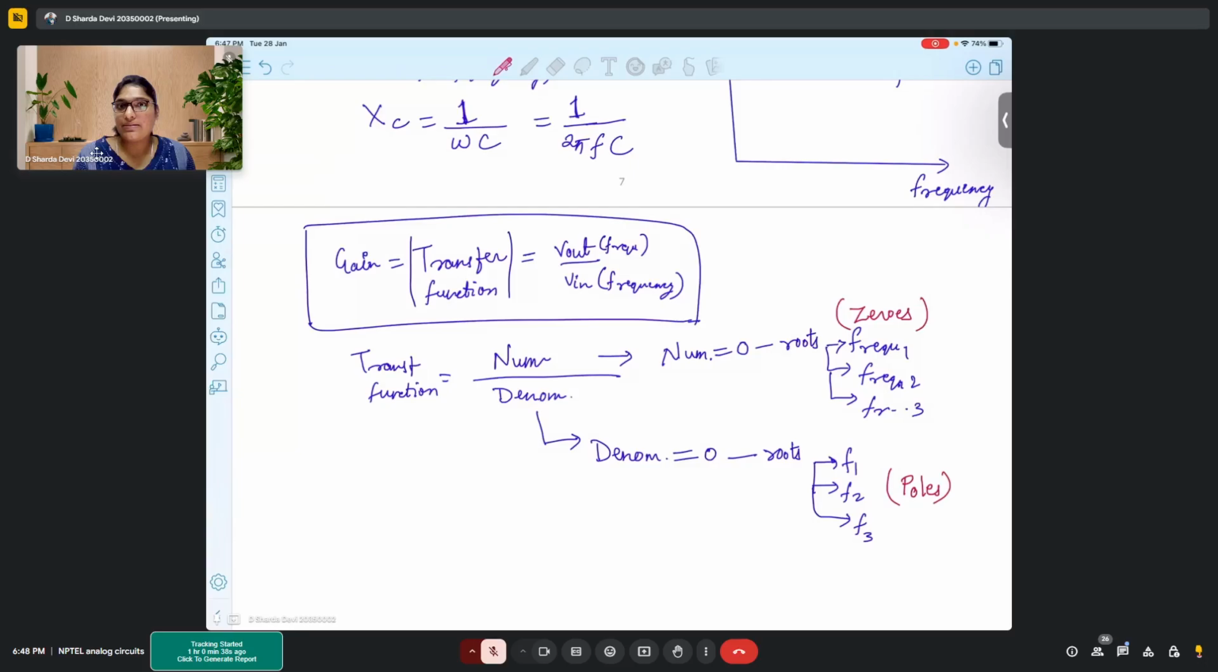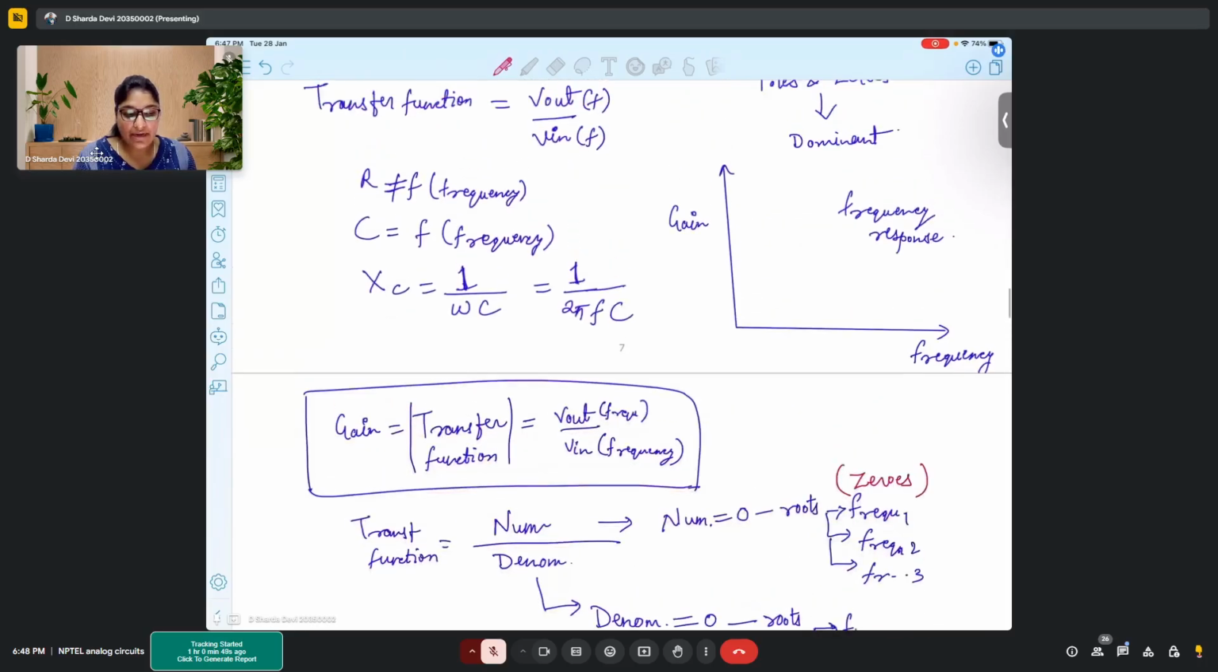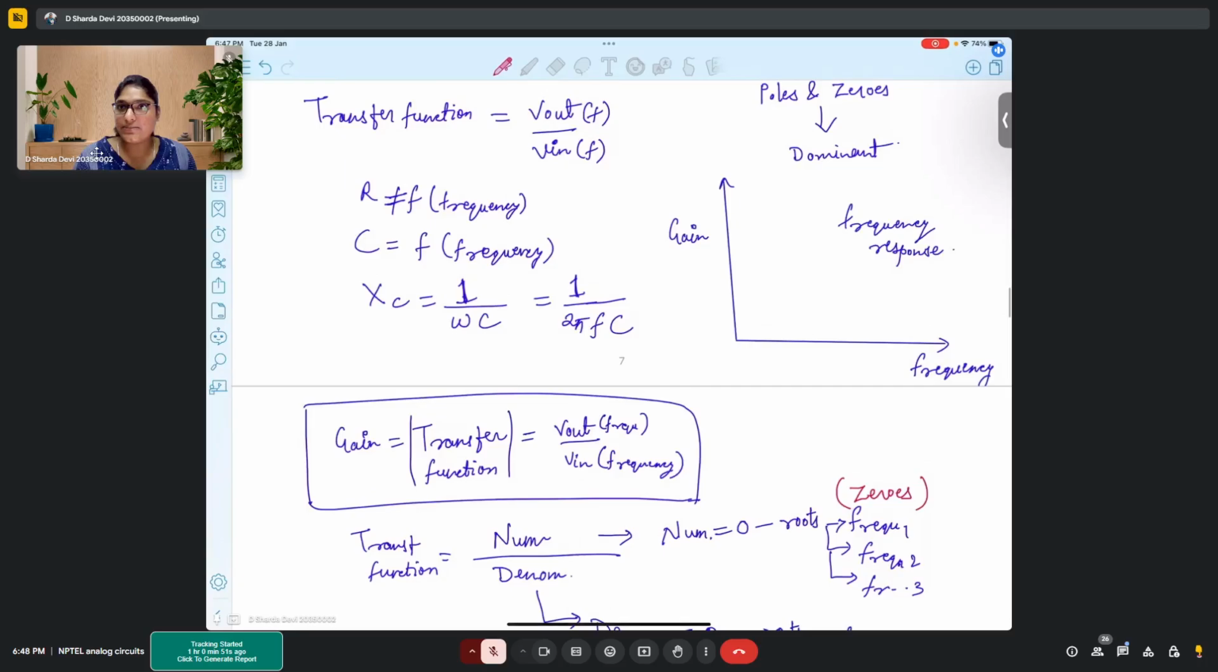My frequency is variable. So that is the idea. When you are writing the transfer function, the only variable that you consider is the frequency variable.